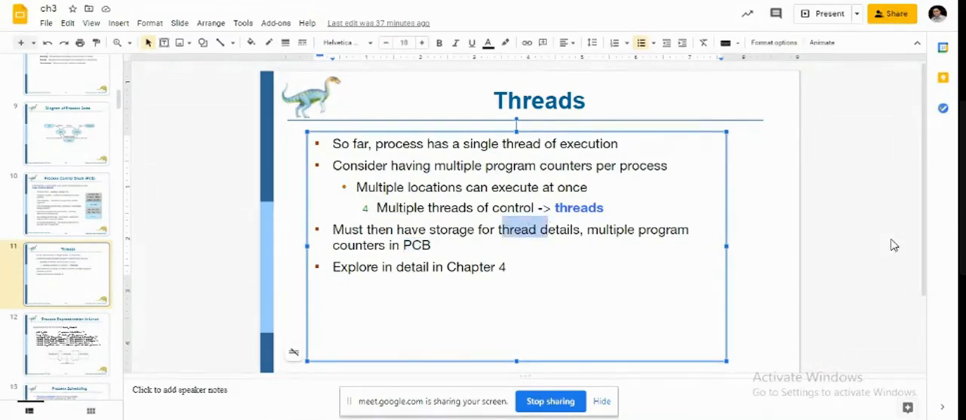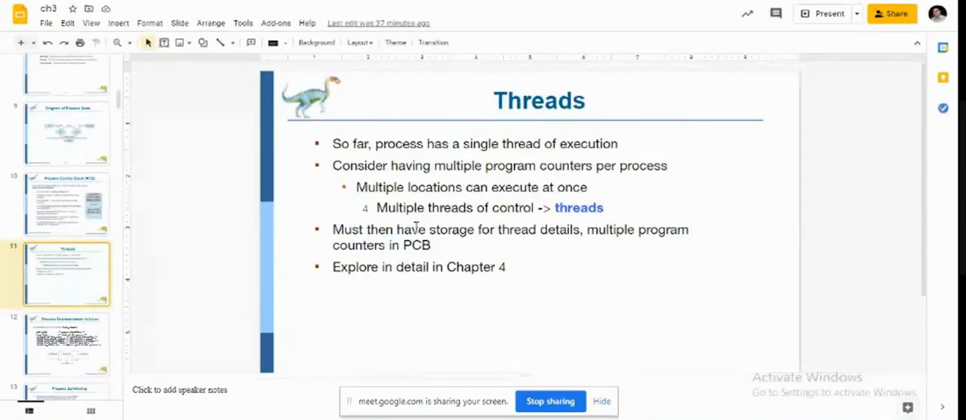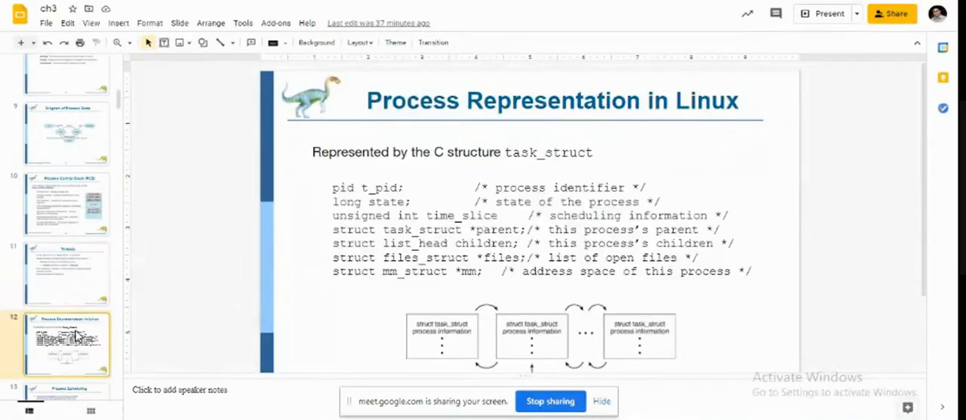PCB also stores the information about threads. So this is the process. This process has created how many threads? Suppose 5 threads. So the status of the individual thread is also stored in PCB. Okay, so अभी इतना समझ लो, बाकी डिटेल में एक्सप्लेन देखेंगे नेक्स्ट चैप्टर में.